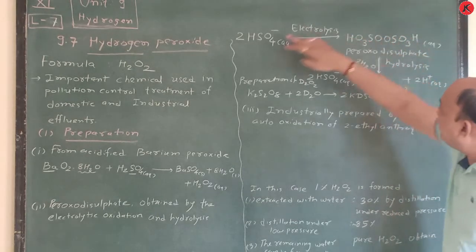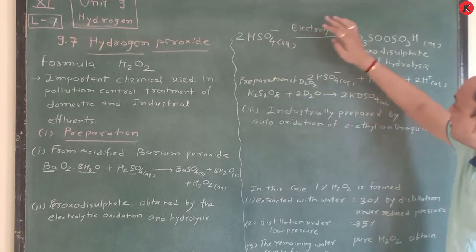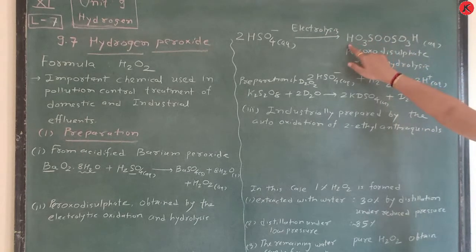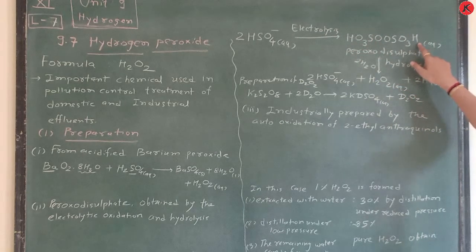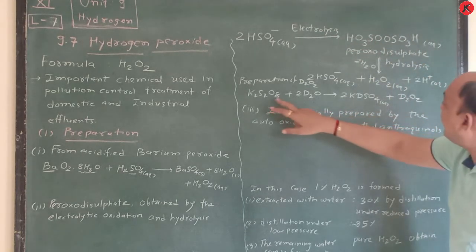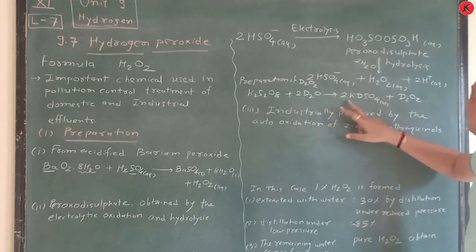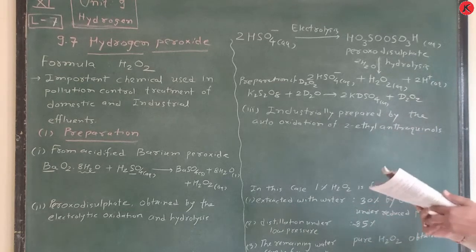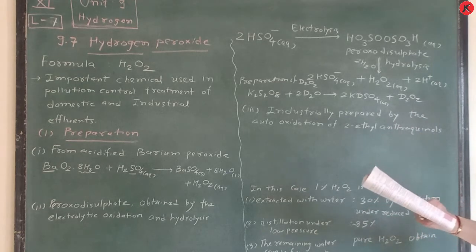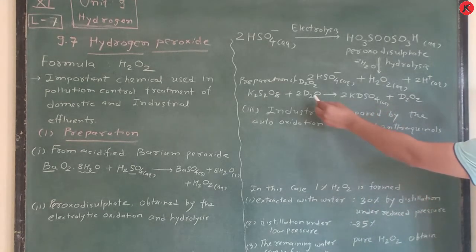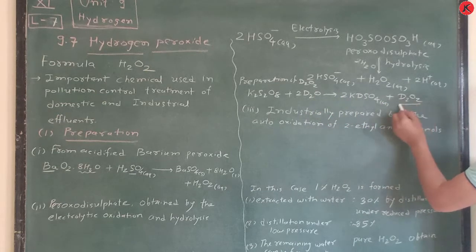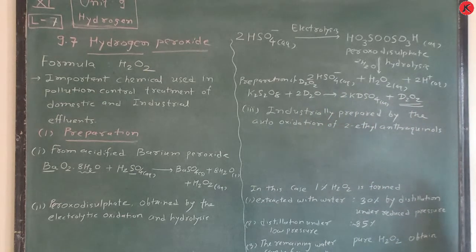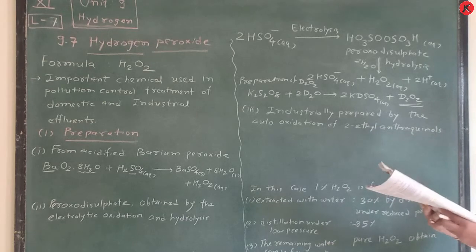Here, instead of KHSO4, you have to write K here and K here. So K2S2O8 plus 2D2O gives 2KDSO4, and D2O2 is obtained. This is nothing but preparation of D2O2. Here D2O is present, and that's why D2O2 is obtained. So this way we prepare D2O2 from K2S2O8.